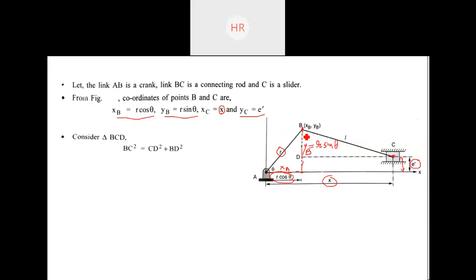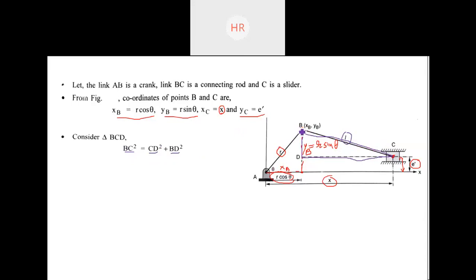Now consider the triangle BDC. This triangle B, D and C. So from this triangle we can write BC square is equal to CD square plus BD square. Now substitute the values of BC, CD and BD. So if you look at BC, BC is equal to L.